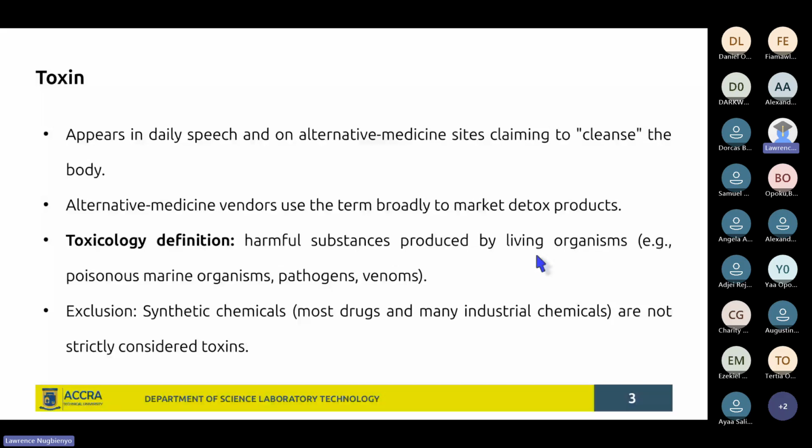Toxin refers to harmful substances that are produced by living organisms, like microorganisms, plants, animals. That is the substances that we do refer to as toxins. Of course, this excludes synthetic substances like some of these industrial chemicals or some drugs that also have some harmful effects. Those are excluded from this term toxin because they are not coming from living organisms, but they are synthetically made.